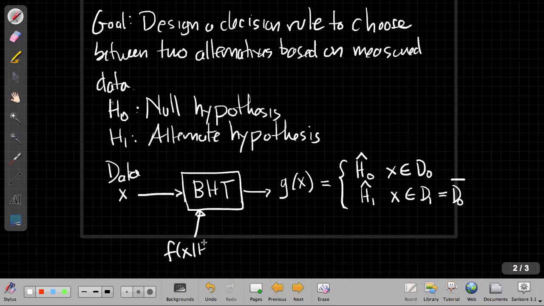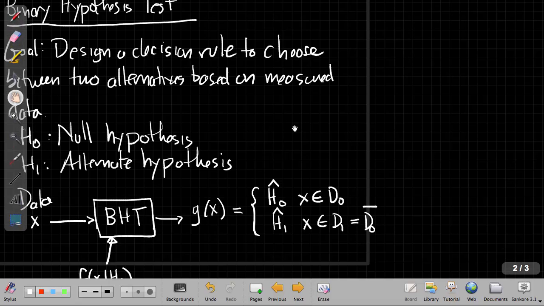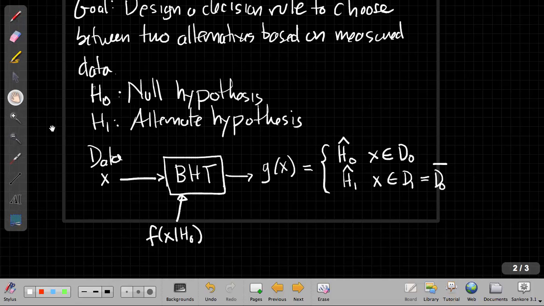And that is, how does the data depend on the true hypothesis? If the data is continuous, this will be a density. If the data is discrete, it will be a distribution or a PMF often. At a minimum, we have to have f of x given H0, the conditional for the null hypothesis. Ideally, we like to have the alternate hypothesis too.